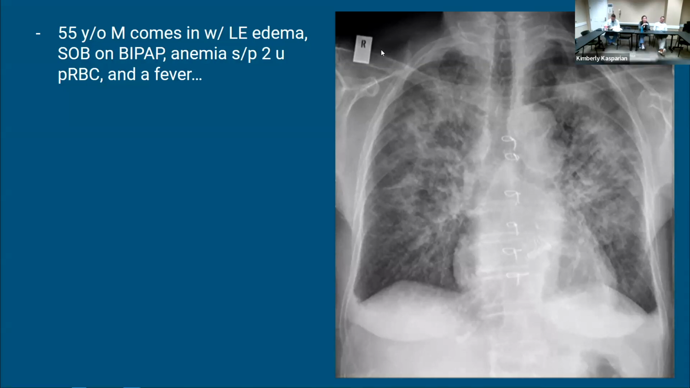It looks like pulmonary edema, it's got the bat wings. It looks like some interstitial lung disease. Okay, I like interstitial as well. So if you have something like this, I would probably call it patchy, diffuse interstitial infiltrates.